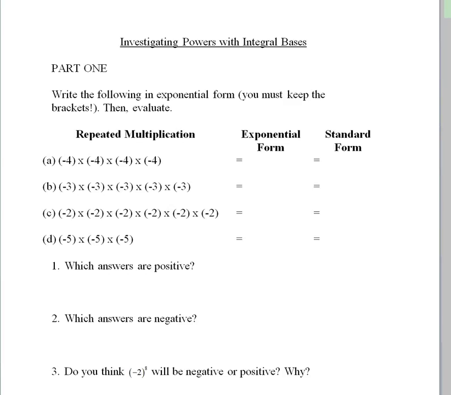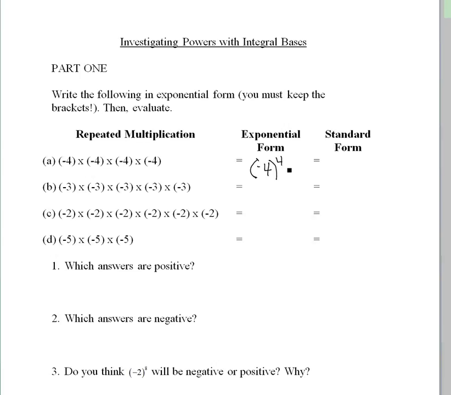Standard form means what does it equal? Exponential form means written as an exponent. Notice here, this is -4 in brackets times -4 in brackets, etc. When you put it in exponential form, I'm going to give you an example of the first one. I want you to keep the bracket, and so you're going to write it like that.